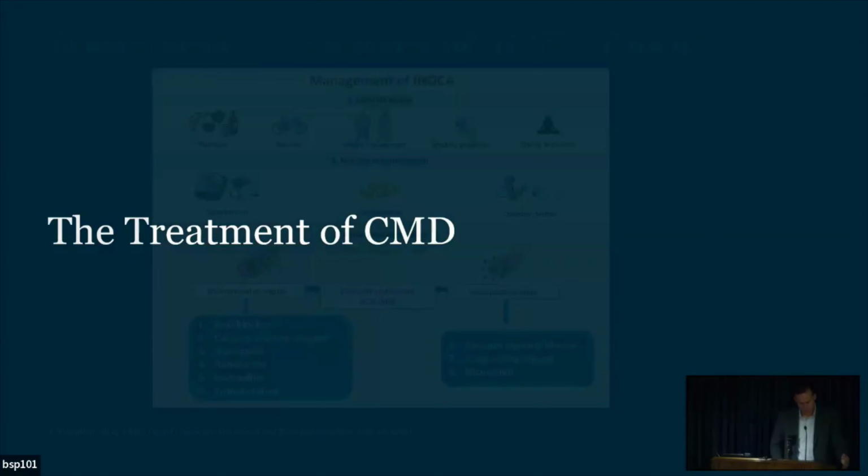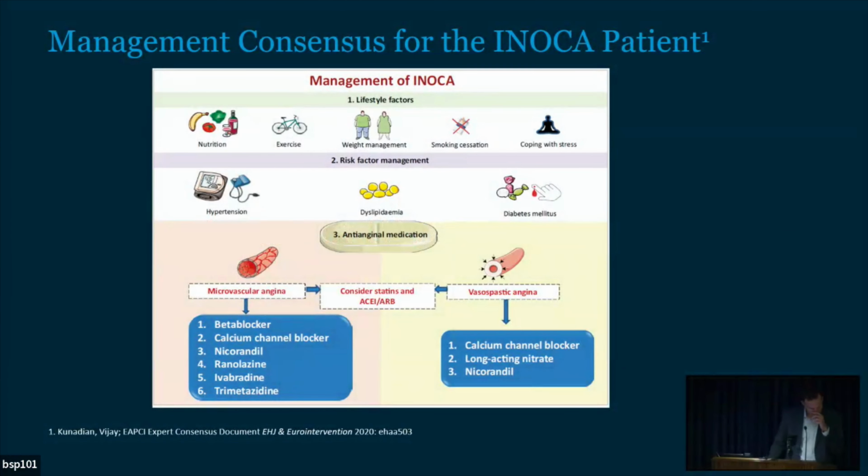So how do we treat CMD? This is a nice depiction from our European colleagues. First and foremost, this is a component of coronary artery disease. So lifestyle factors are always going to be important and are always primary for us. Proper exercise, nutrition, weight loss. That's a big one now, and we can have a big impact on our CMD patients with the GLP-1 agonist, smoking cessation, coping with stress as well.